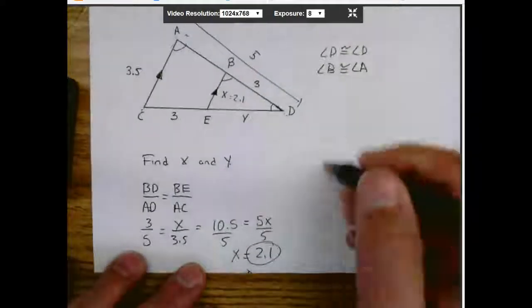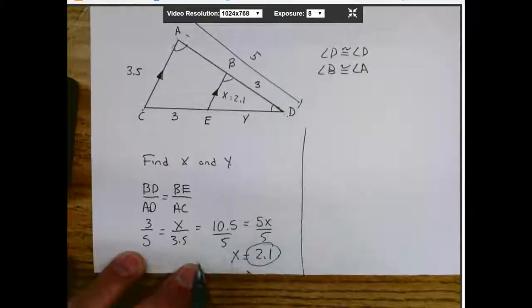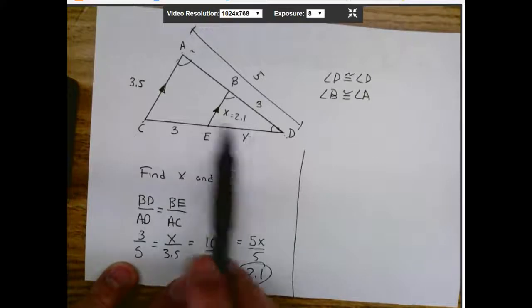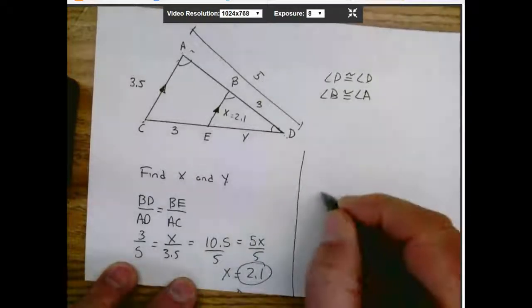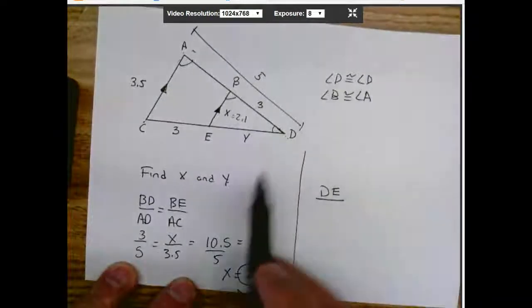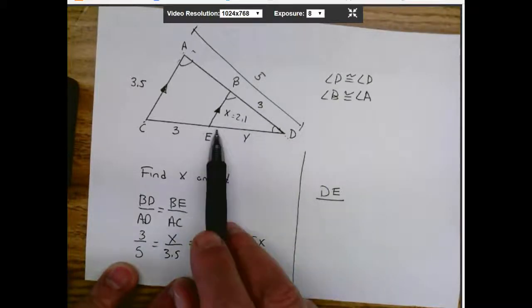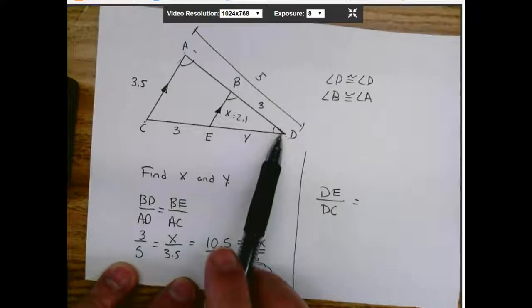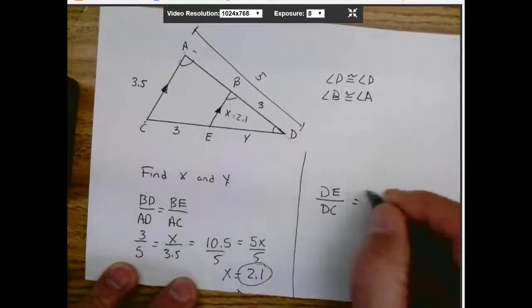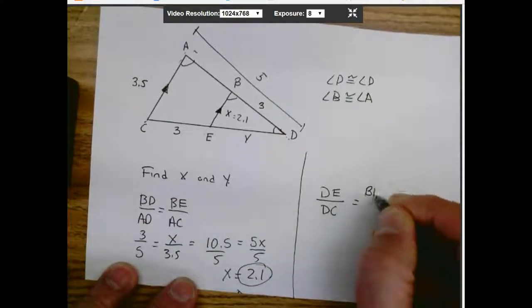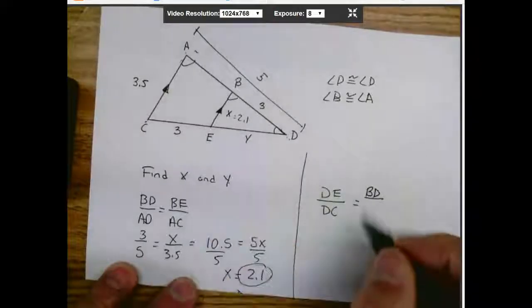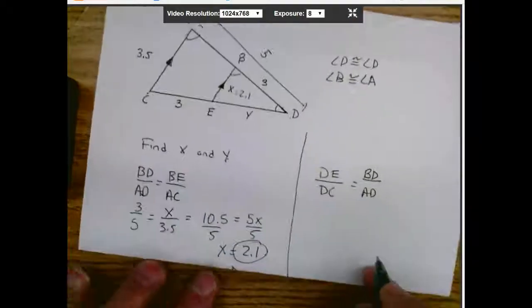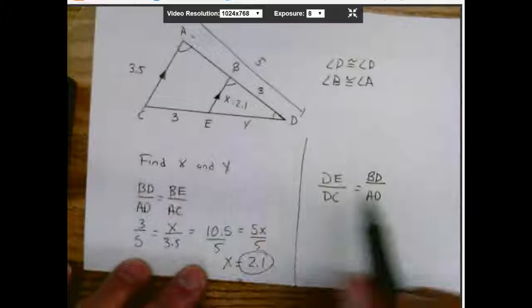And same thing. Let's go over here now. So now y, we want to do this side of the triangle, so we'll just go DE. We're going to relate the ratio from DE to DC. And then we're going to go to the other one we know. So we know these same triangles. We got BD, and then we got AD. Plug in our numbers. So DE is y.